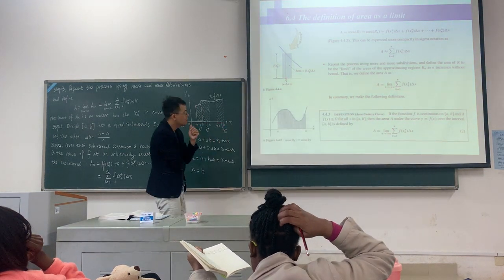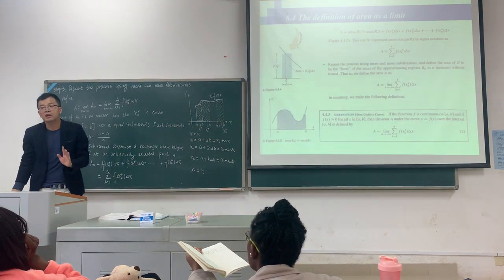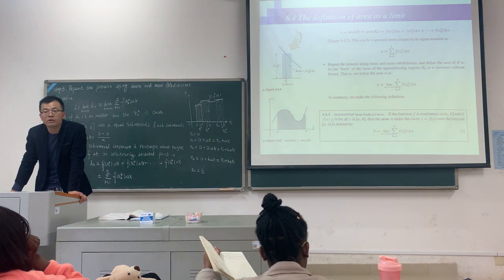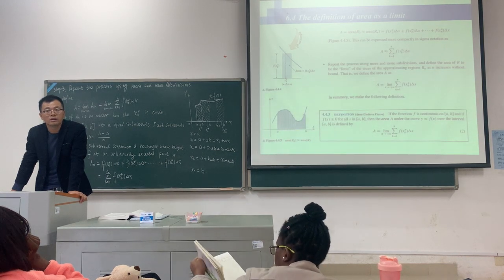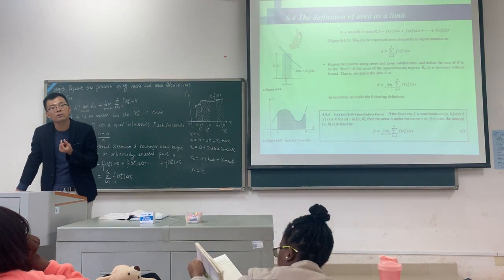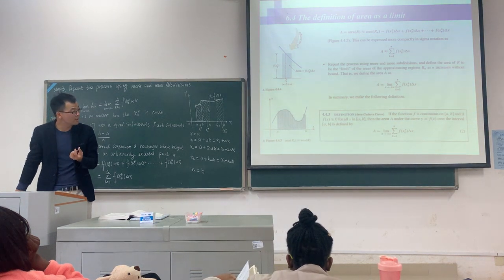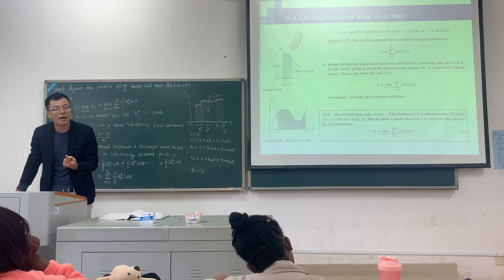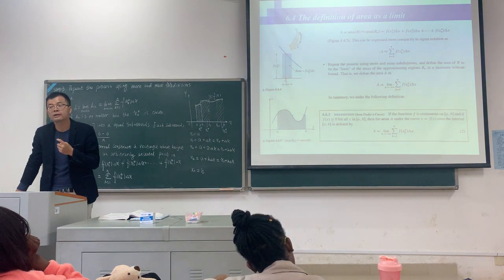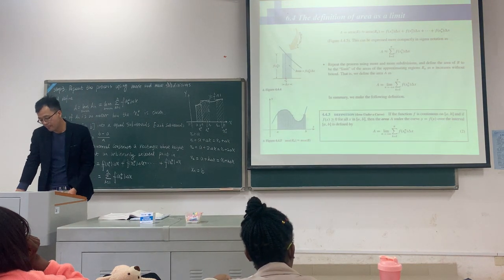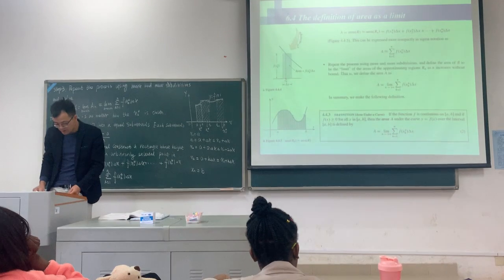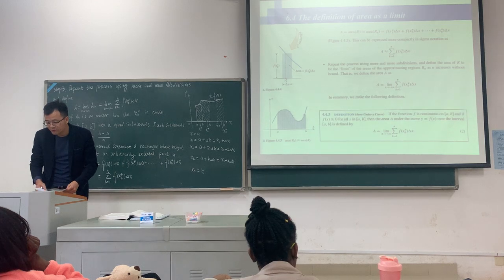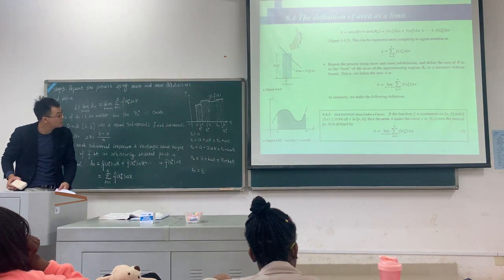This gives us a method to find the area. First, use n rectangles to approximate the area, then compute the total area of the n rectangles, and then find the limit. This is the first definition. Now let's give an example.